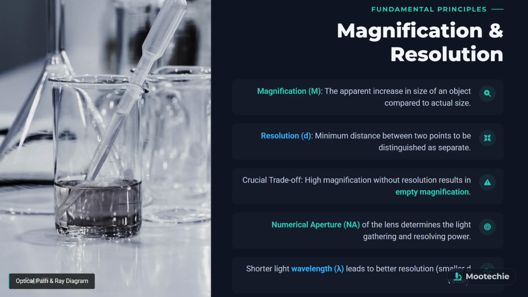You can zoom in all you want, but if the image is blurry, you can't see the details. There is a crucial trade-off here. High magnification without good resolution results in empty magnification, a big but useless blurry image. The numerical aperture, or NA, of the lens determines its light gathering ability and resolving power. A higher NA means a better ability to distinguish fine details. Also, using a shorter wavelength of light leads to better resolution, meaning a smaller d. This principle is why electron microscopes, which use very short electron waves, are so powerful.